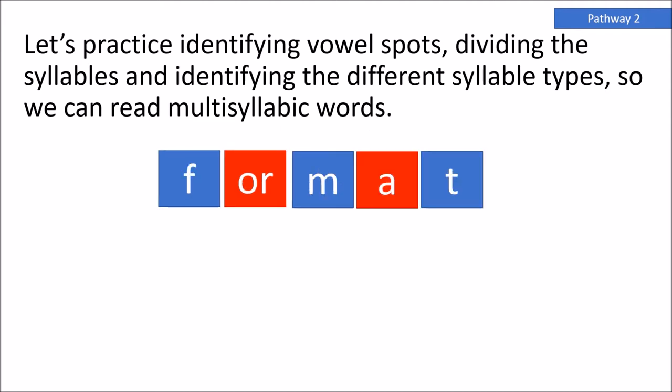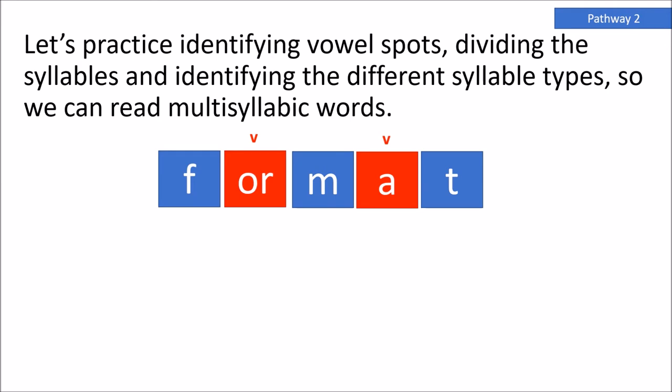In this next word, I can see that there are two vowel spots, the OR and the A. This means that there are two syllables in this word. When I look to divide these syllables, I have to look at the letters between these two vowel spots. There is only one consonant between these two vowel spots because the R is linked to the vowel O.